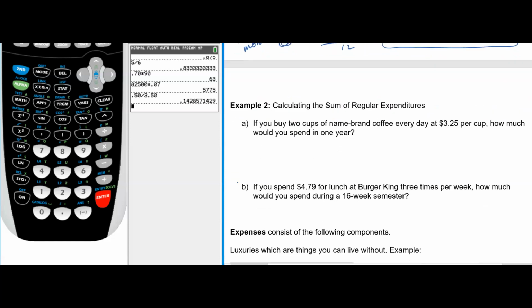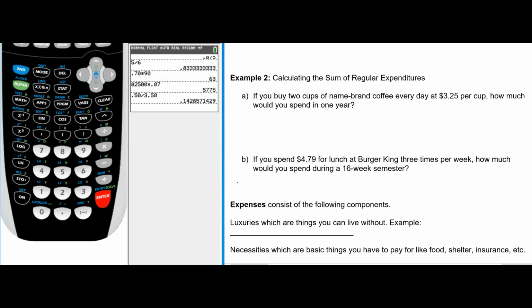Calculating the sum of some regular expenditures. So this is helpful because we all tend to buy these things, and sometimes it seems like no big deal to spend $3 on a cup of coffee, but it's nice when you can calculate how much you're going to spend for an entire year. Sometimes that dollar amount ends up looking a lot bigger than what you thought it was.